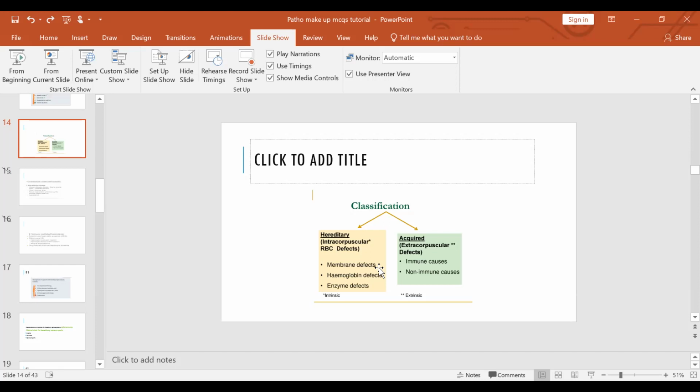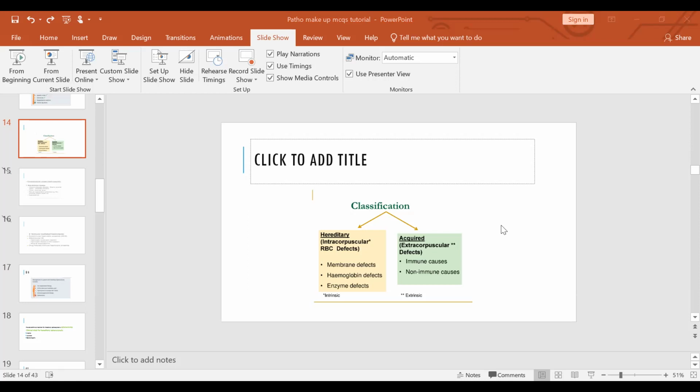No one has anything in mind. Okay, you'll just go and look through them. For the HB defects, the thalassemias. For the enzyme defects, what deficiencies? The G6, is it G6P? Yeah, PNH, that's true. Hereditary elliptocytosis.